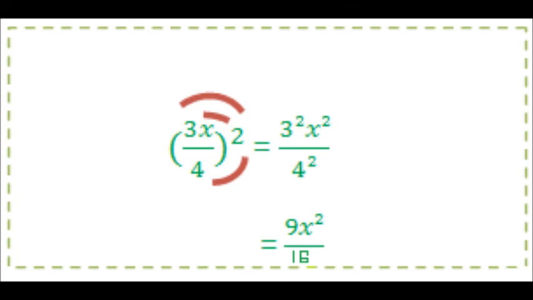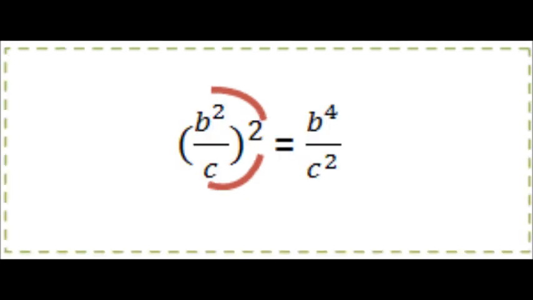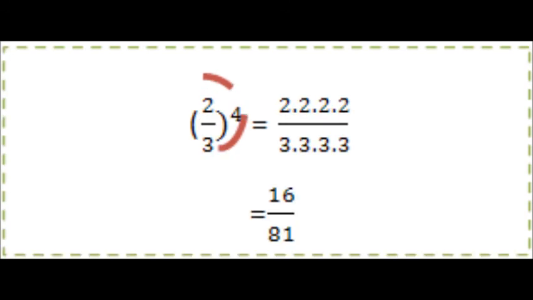Number 2. b squared over c all raised to 2. Distribute each power. b squared and c will be raised to 2. So the final answer will be b to the fourth power over c squared. Number 3. 2 over 3 raised to 4. Distribute each power. 2 and 3 will be raised to 4, to make it 2 raised to 4 over 3 raised to 4, which simplifies to 16 over 81.